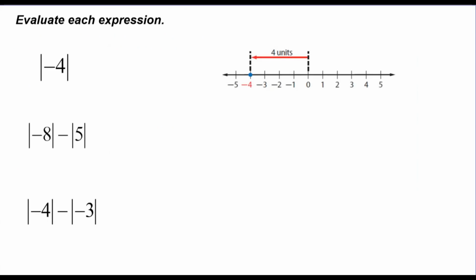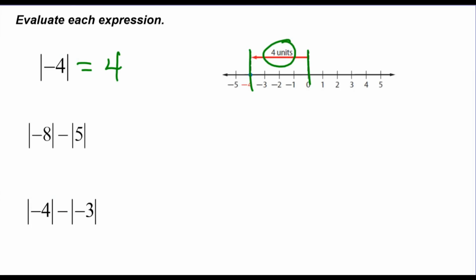So let's evaluate or find the value of these expressions here. This first one, I have the absolute value bars with a -4 inside, and that's asking what is the absolute value of -4. In other words, it's asking how far is -4 from 0. So I included a number line here. You can see here's 0, here's -4, and it is 4 units away from 0. So the absolute value of -4 is 4. It is 4 units from 0.